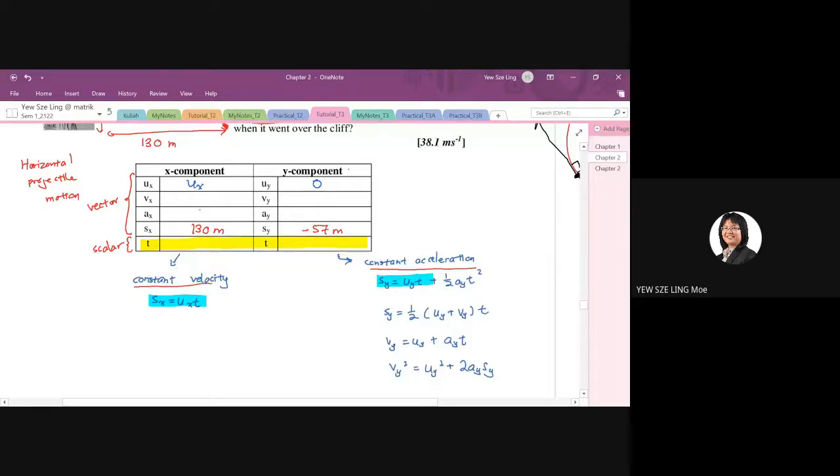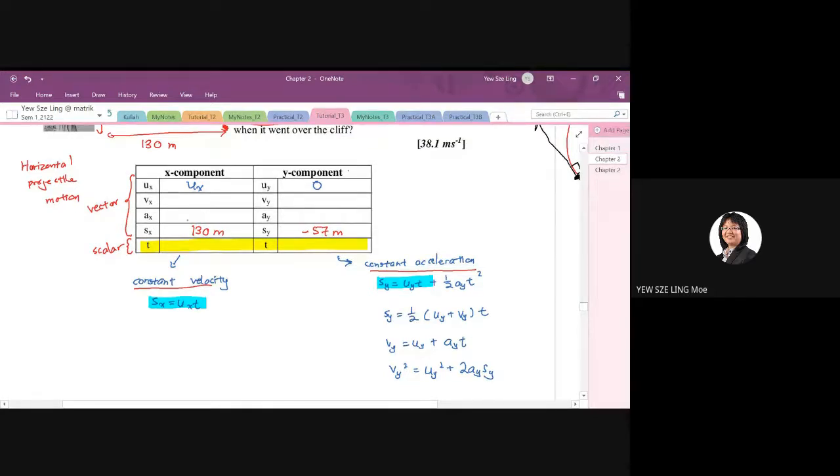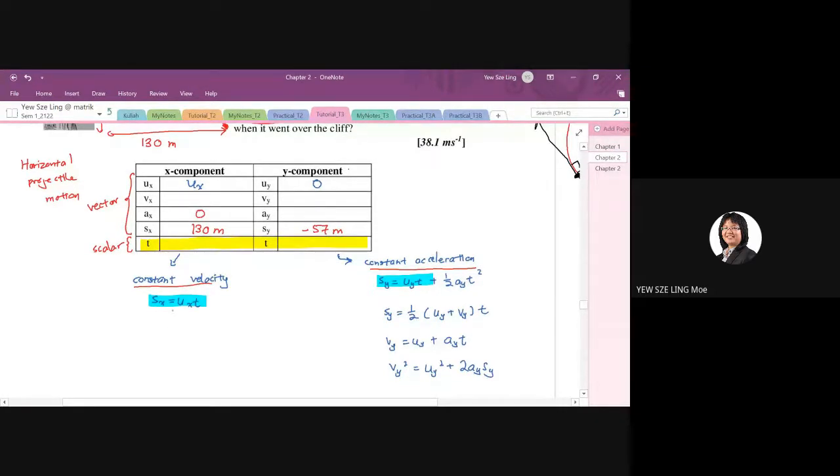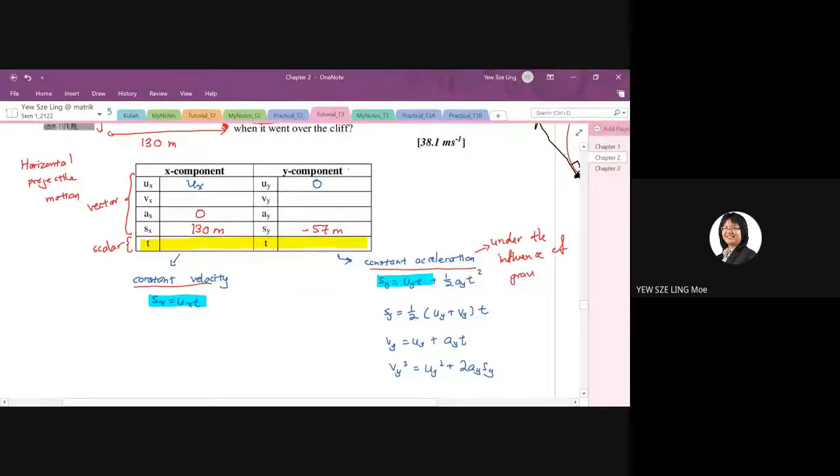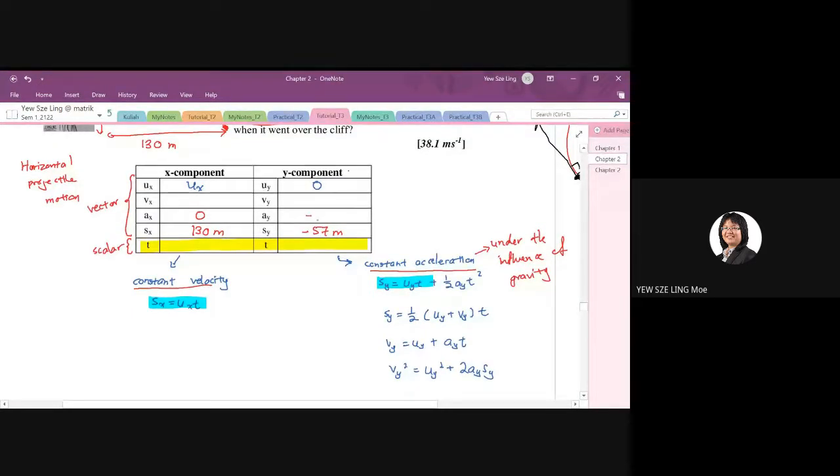Along the x component, the object is moving with constant velocity, so it means acceleration is 0. Ax is always equal to 0. You don't even have to look at the question. You should know how to complete the table already. And then ay, because it's moving with constant acceleration under the influence of gravity, therefore we say a is equal to negative g, which is equal to negative 9.81 ms negative 2.